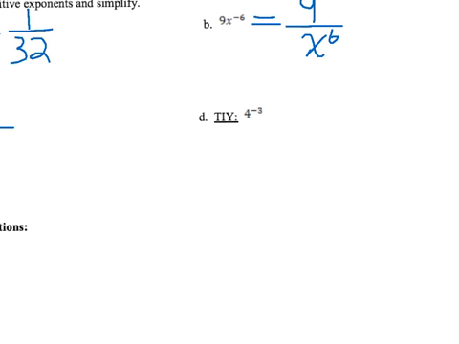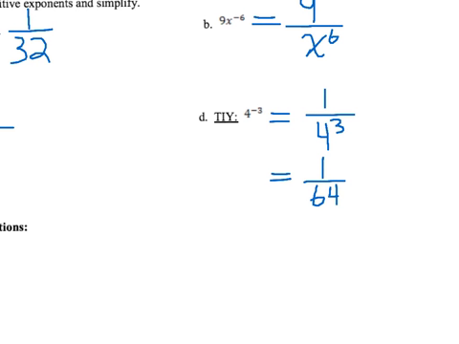Part D, we have 4 to the negative 3rd power. Once again, we have that negative exponent. We need to do the reciprocal, in other words, put it in the denominator. So this is going to be 1 over 4 to the 3rd power. And we can simplify that because 4 is a number. 4 times 4 times 4 is 4 to the 3rd. So this is going to be 1 over 64.